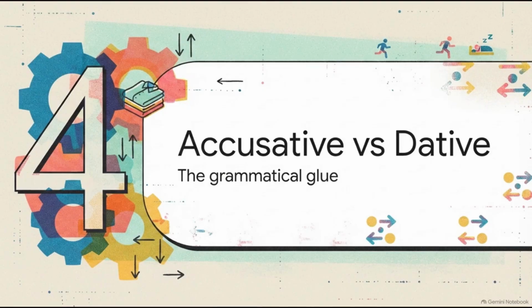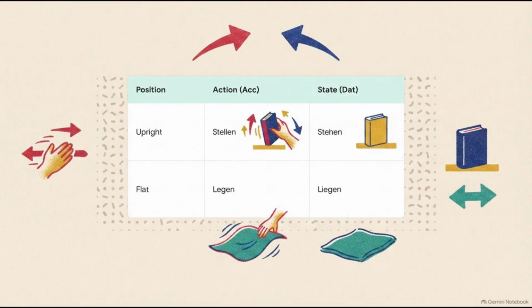Accusative versus dative. The grammatical glue. We've got our verbs sorted by action and resting state and by vertical and horizontal positions, but now we need the grammar that ties this whole shebang together into a proper sentence. This is exactly where those two-way prepositions we talked about earlier come back into play. Seriously, take a mental screenshot of this matrix right now because it maps the whole system out beautifully.